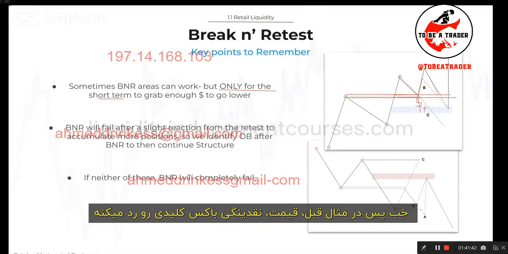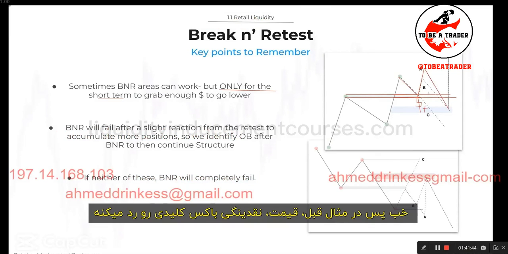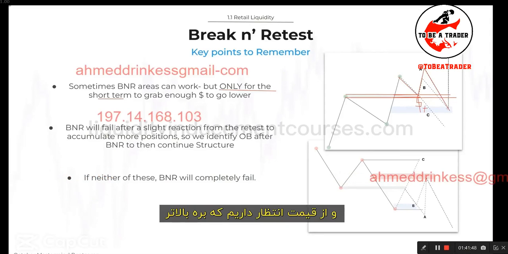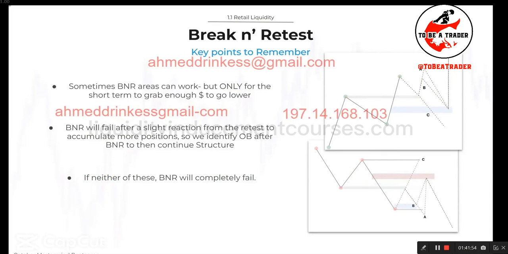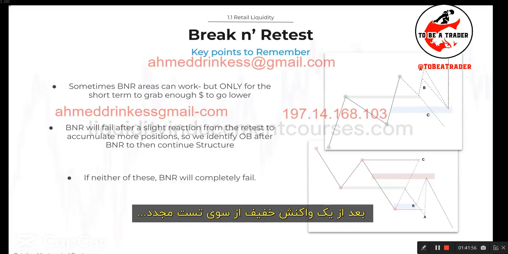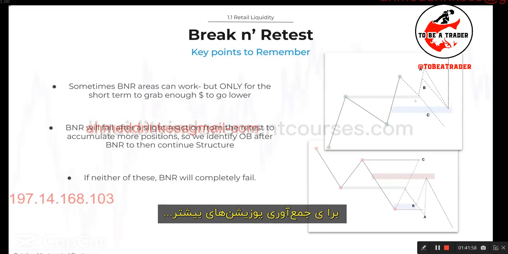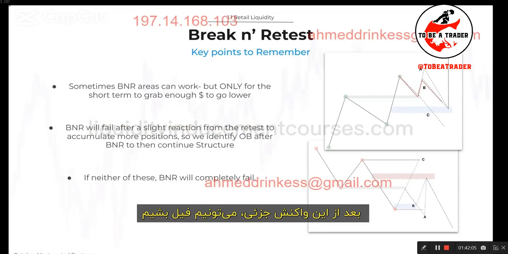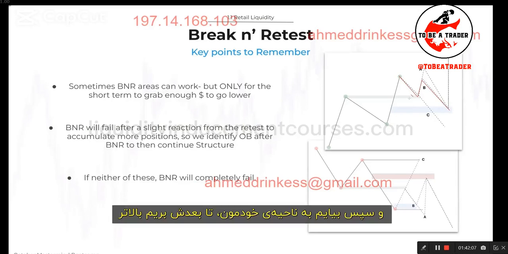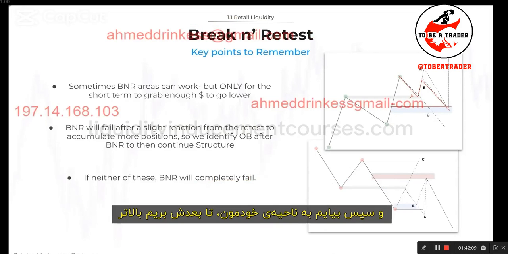So then price will take out the key zone liquidity. In that instance, we then look for an order block below it, with the expectation of it going higher. Break and retest will fail after a slight reaction from the retest to accumulate more positions to then continue. So what happens is we could have a reaction. We could fail after the small reaction and then come to our area to then go higher.